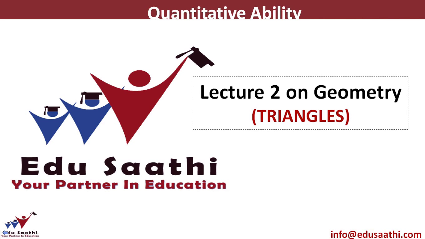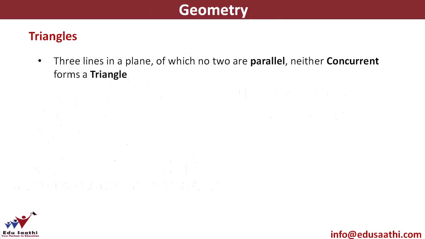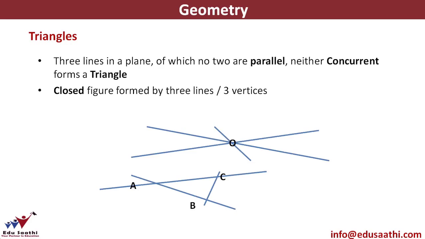Now we'll be discussing the topic of triangles. Triangle. Three lines in a plane of which no two are parallel, neither concurrent, form a triangle. So I need three lines in the same plane. No two of them should be parallel and they should not be concurrent to each other. The closed figure which is formed by such three lines is known as a triangle.